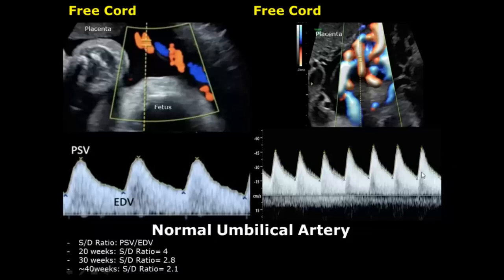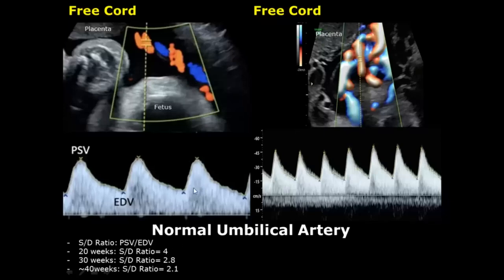There are a number of parameters that are helpful in diagnosing vascular diseases. The first one is the S/D ratio. It is the ratio between peak systolic velocity and end diastolic velocity. It is a measure of resistance to blood flow. If there is a higher resistance to blood flow, the S/D ratio will be higher.